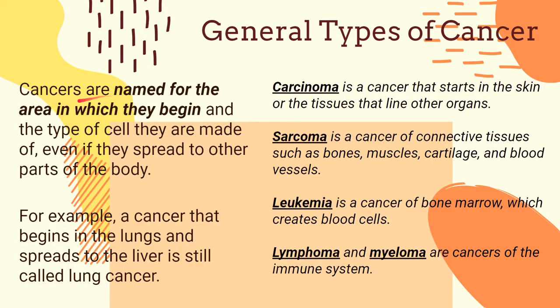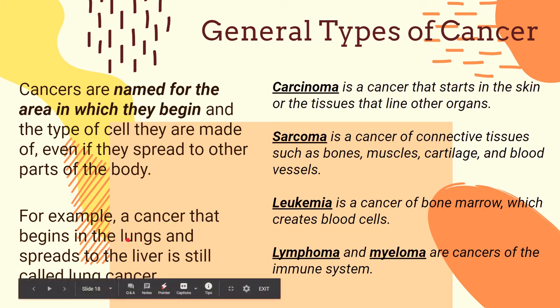Cancers are named for the area in which they begin, and the type of cell that they are made up of, even if they have already spread to other parts of the body. For example, a cancer that begins in the lungs and spreads to the liver is still called lung cancer.